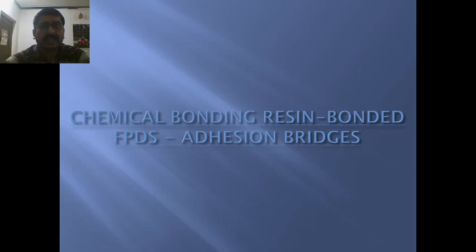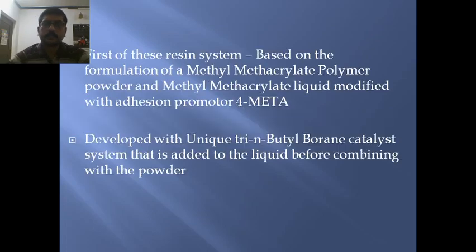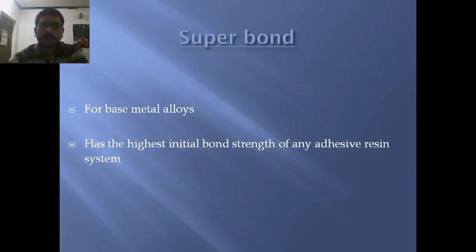The final part of the classification, the fourth one, is chemical bonding, resin bonded FPDs, or adhesion bridges. These resin systems are based on a formulation of methyl methacrylate polymer powder and methyl methacrylate liquid modified with the adhesion promoter 4-META initially. It was developed with a unique tri-n-butyl borane catalyst system that was added to the liquid before combining with the powder. We have various systems available now, and one of such systems is Superbond.